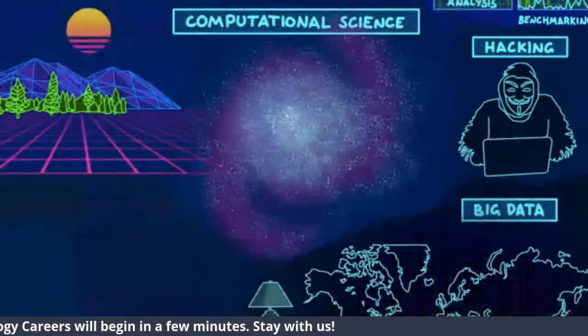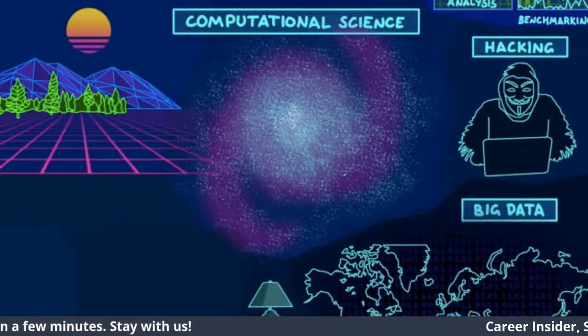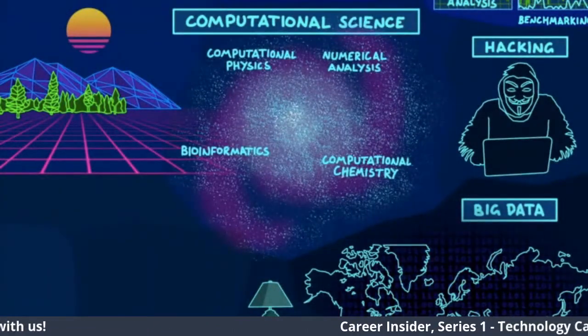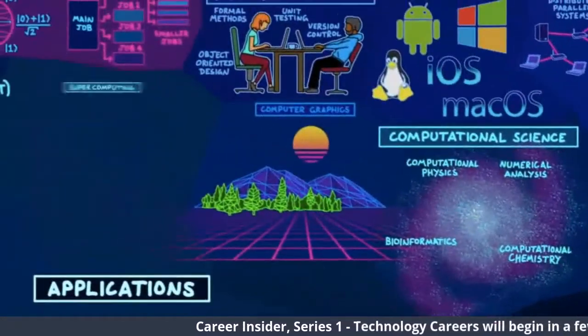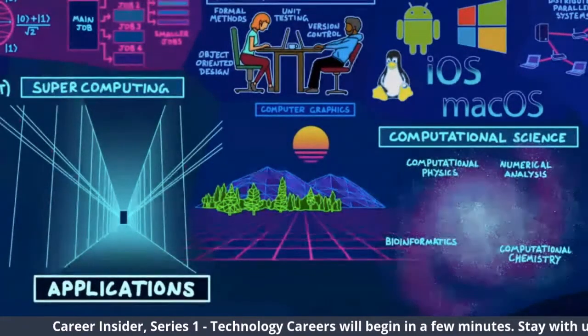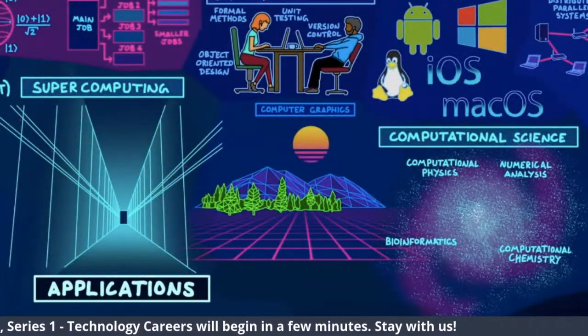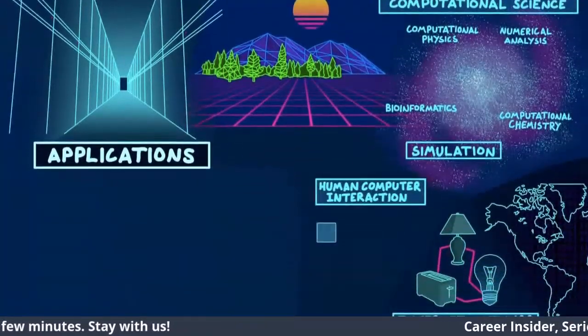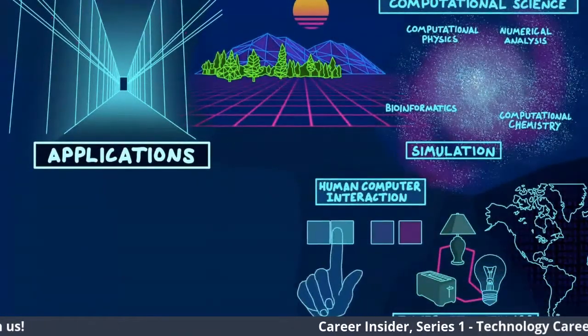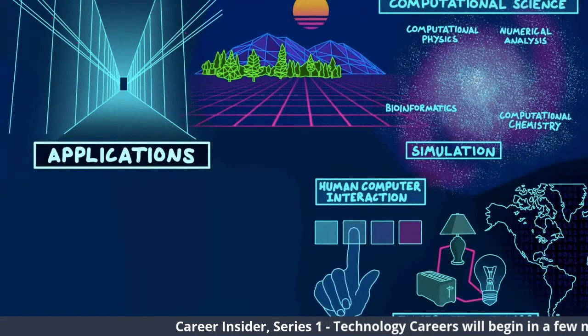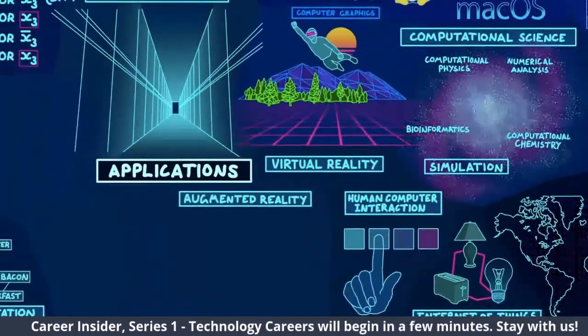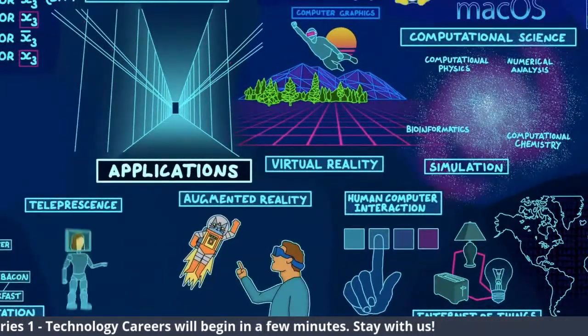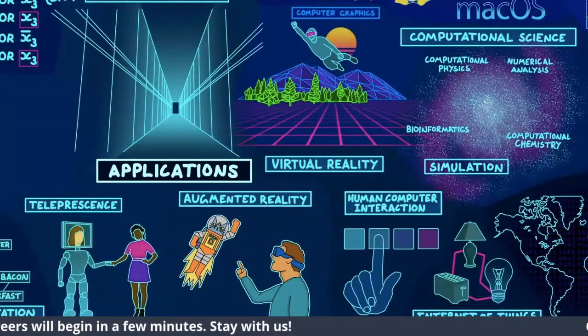Computational science uses computers to help answer scientific questions, from fundamental physics to neuroscience, and often makes use of supercomputing, which throws the weight of the world's most powerful computers at very large problems, often in the area of simulation. Then there is human-computer interaction, which looks at how to design computer systems to be easy and intuitive to use, virtual reality, augmented reality, and telepresence, enhancing or replacing our experience of reality.